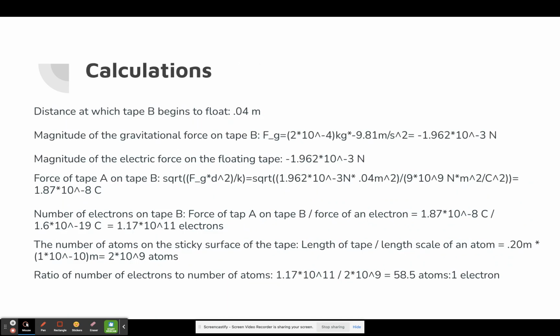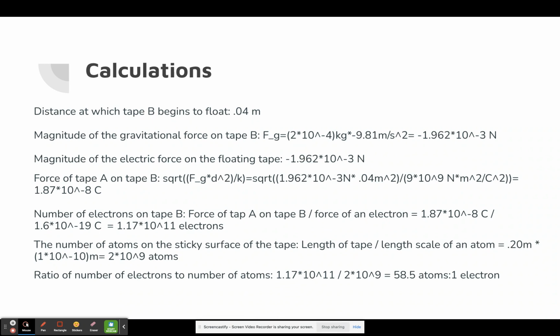For our calculations, during this part of the lab we had our two U-tapes, one above the other, and we brought the bottom one up until the top one began to float, and we found that distance to be 0.04 meters. From this distance, we're able to calculate the magnitude of the gravitational force as well as the magnitude of the electric force to both be 1.962 times 10 to the negative 3 newtons.